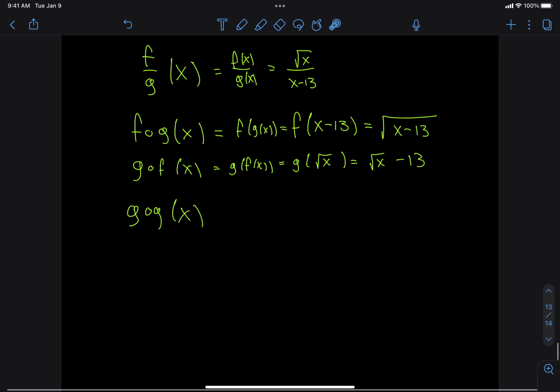Okay, whoa, this one's weird. g of g of x? What is that supposed to be? Can I do that? Is that allowed? If we say no, we should always have a good reason for saying no.